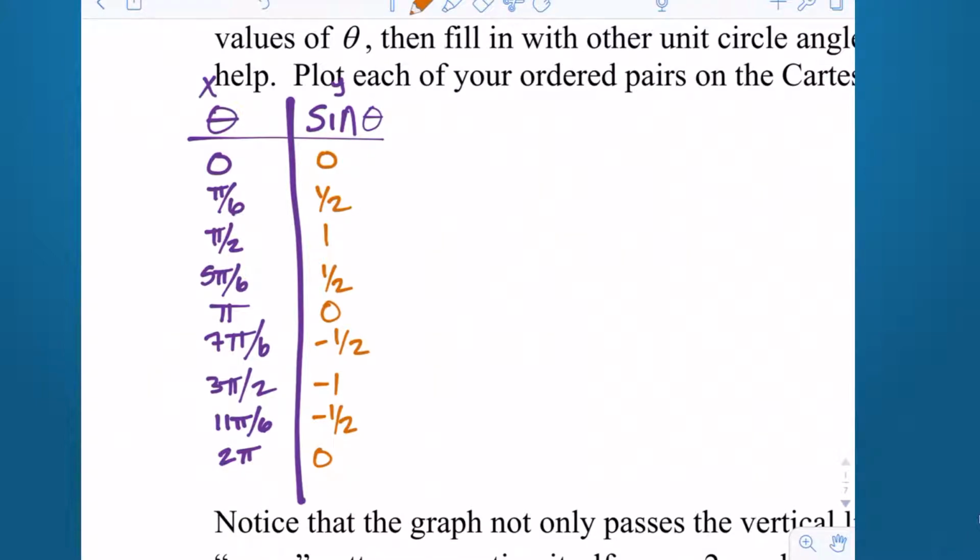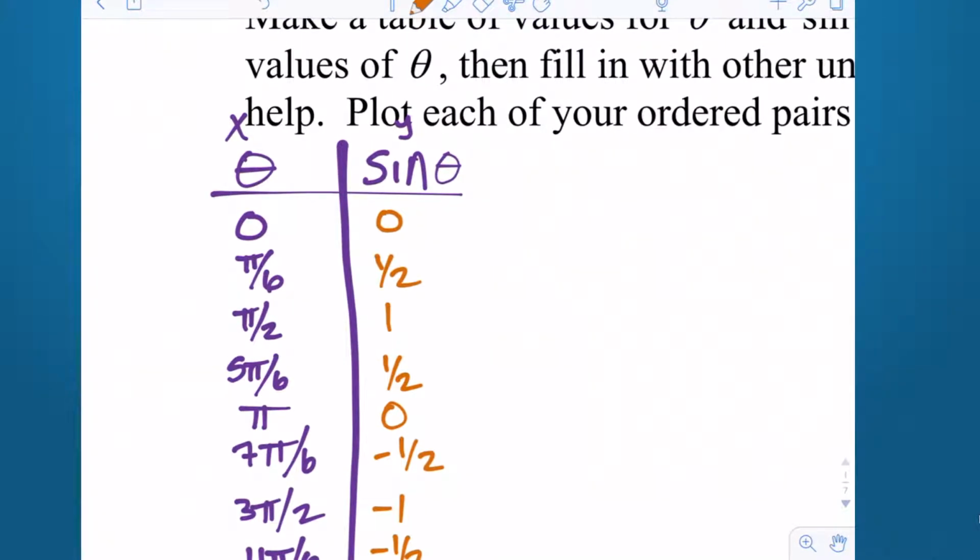Okay? So I chose pi/6 instead of pi/3 because they had what? Relatively nice ratio values as opposed to the ones that had the radicals. Okay, so what we have now is a set of ordered pairs: (0, 0), (pi/6, 1/2), (pi/2, 1). And we can now plot those on the Cartesian plane.